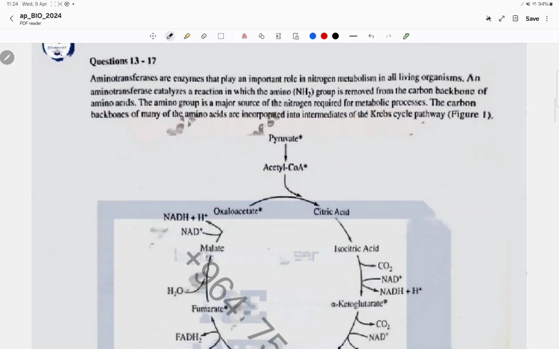Question 13. Aminotransferases are enzymes that play an important role in nitrogen metabolism in all living organisms. An aminotransferase catalyzes a reaction in which the amino NH2 group is removed from the carbon backbone of amino acids. Okay. The amino group is a major source of nitrogen required for metabolic processes. The carbon backbone of many of the amino acids are incorporated into intermediates of the Krebs cycle pathway.